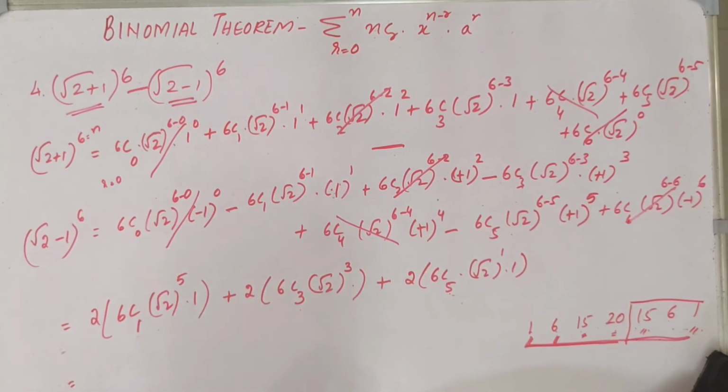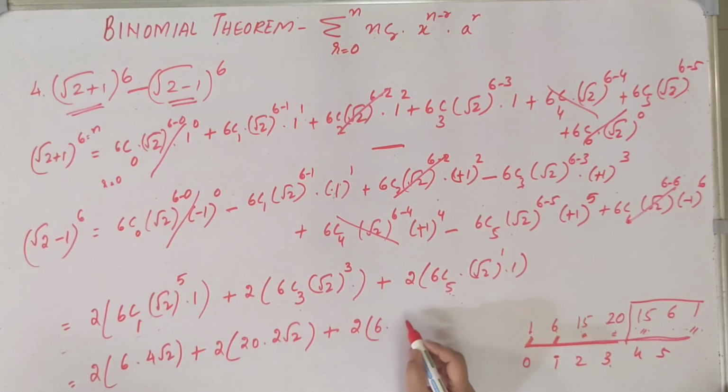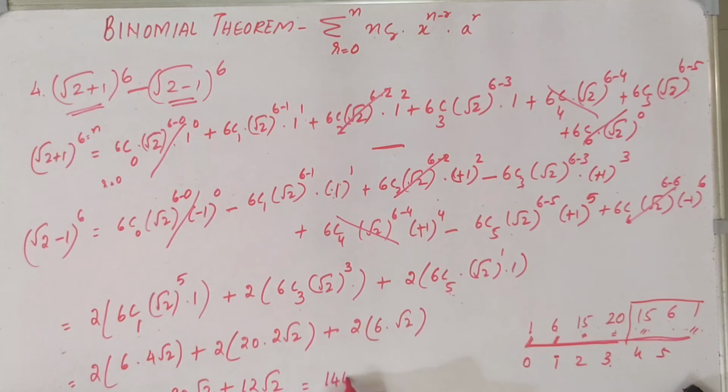Okay, so let me just substitute these values. 2 into 6c1 is the second term, this one. So it's going to be 6 into root 2 to the power 5, which is 4 root 2, plus 2 into 6c3. Let me write it down. This is the third term, which is 20. 20 into 2 root 2, plus 2 into 6c5. 6c5 is 6, 6 into root 2. That's all. So let's calculate. 12 4s are 48 root 2, plus 80 root 2, plus 12 root 2, which is 140 root 2.